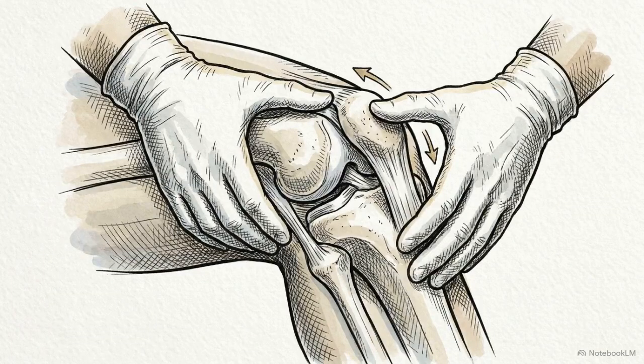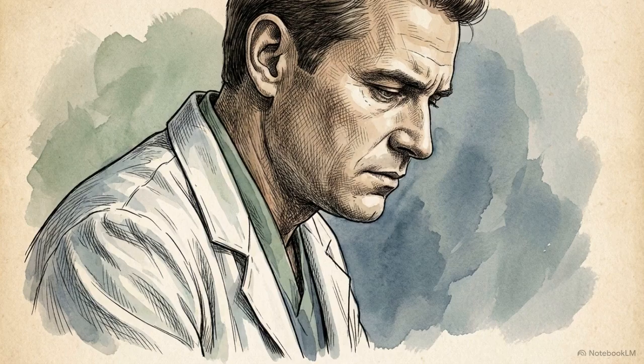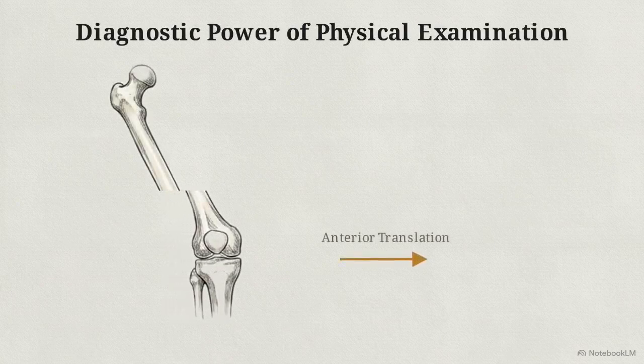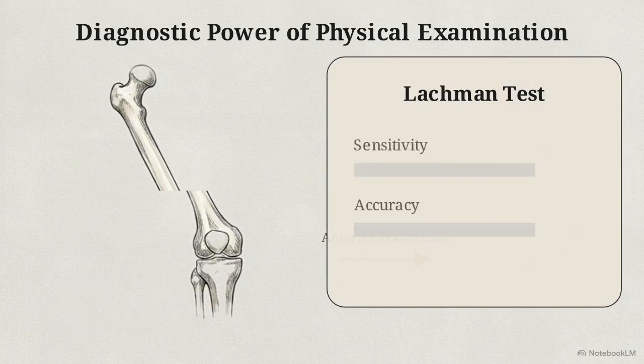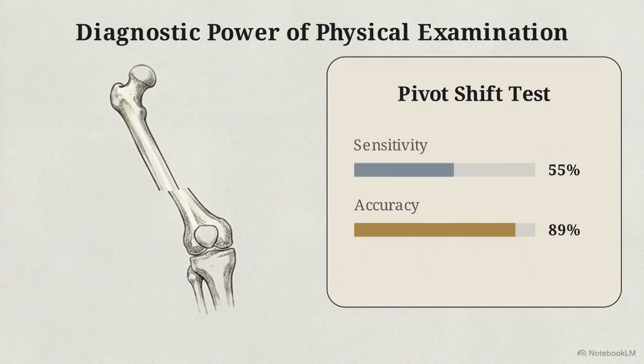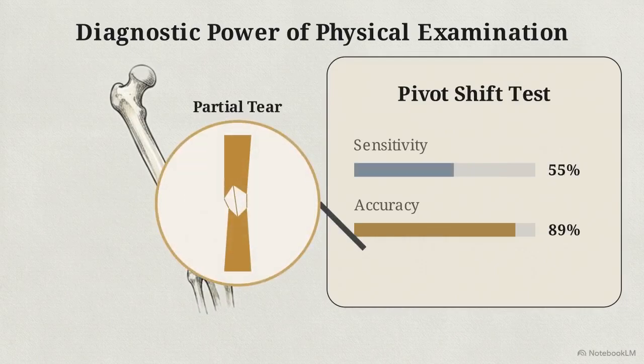The physical examination is the first-line tool. Its statistical value is heavily dependent on the experience and technique of the clinician performing it. This vector animation demonstrates the anterior translation of the tibia, known as the Lachman test. Systematic reviews show that in experienced hands, the Lachman test achieves roughly 79% sensitivity, with an overall accuracy of 89%. Moving to the pivot shift test, you will note a drop in sensitivity, hovering around 55%. This means it will miss a fair number of subtle or partial tears.